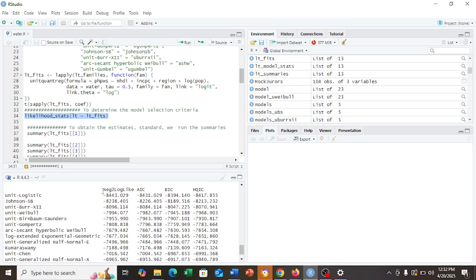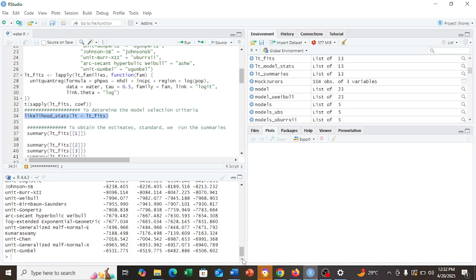Okay, so you can see that among the 13 distributions, the unit logistic offers the best fit because it has the least value of minus 2 log likelihood of minus 8443.029, followed by the AIC and BIC. Then we have the Johnson SB that follows closely, and the least distribution that is working for this data is the unit Gumbel distribution. So you can say that I'm almost done with my thesis. This would be a thesis.